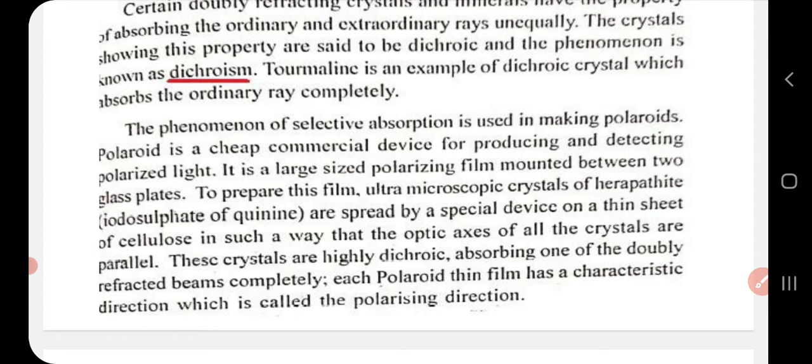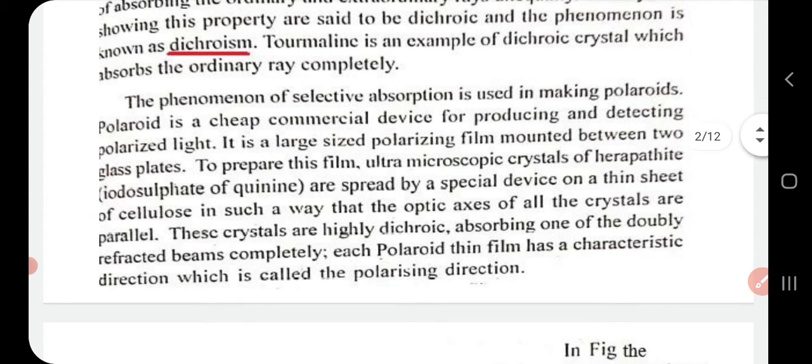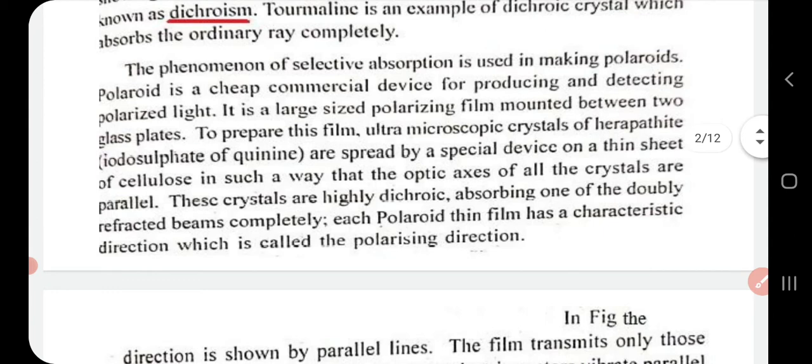Okay. So this phenomenon of selective absorption, or dichroism, is used in making Polaroids. What are Polaroids? A Polaroid is a device for producing and detecting polarized light. It is a large sized polarizing film that is placed between two glass plates. Now here we are discussing how to prepare a Polaroid.